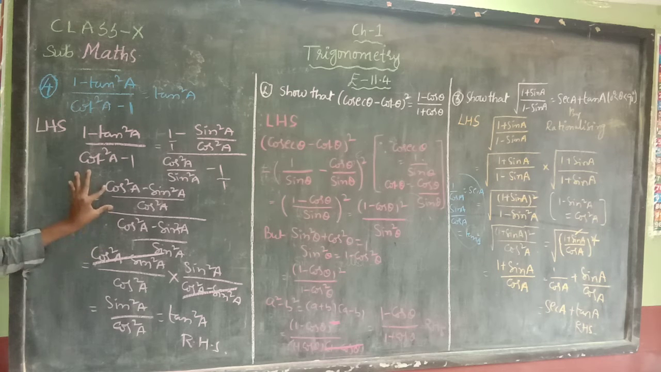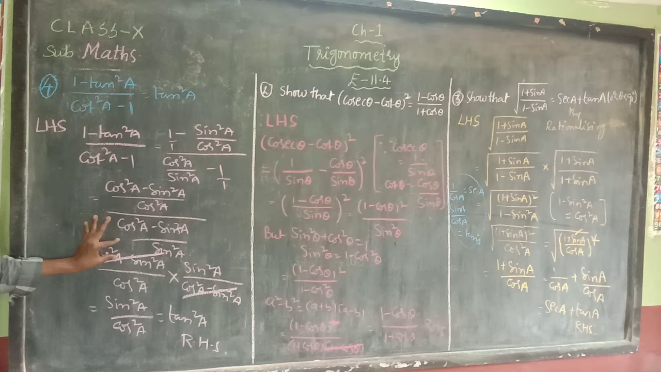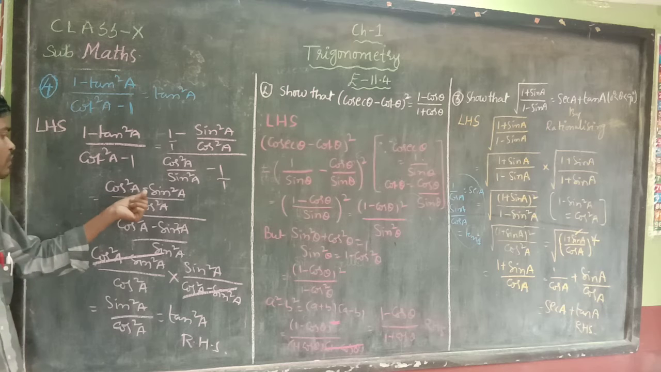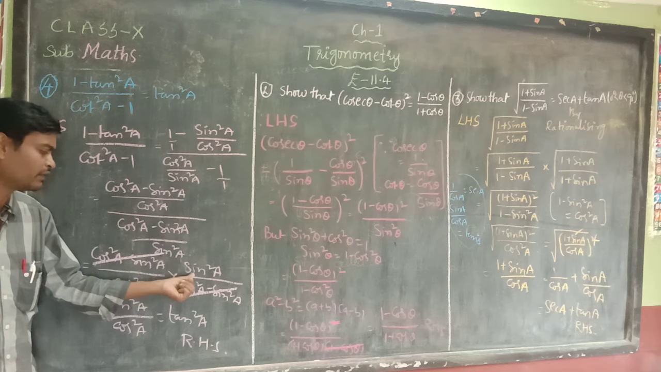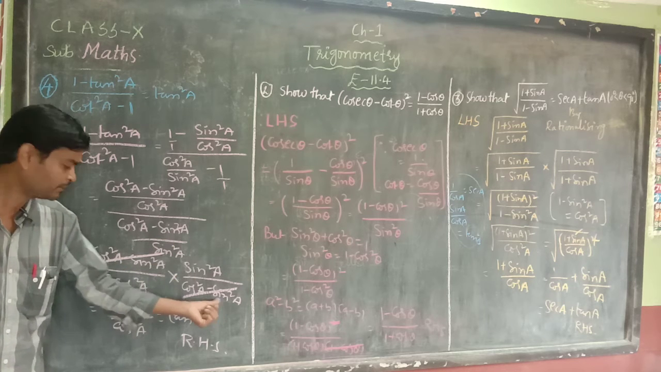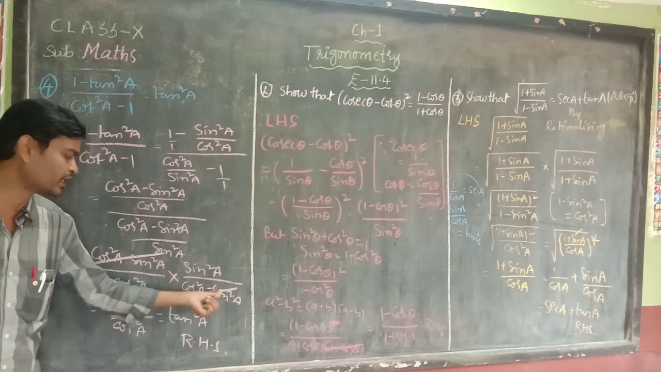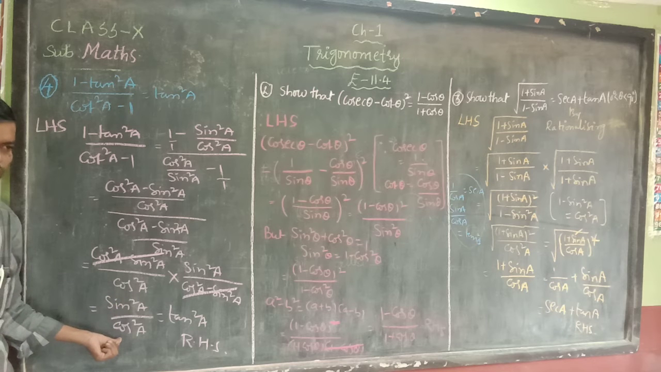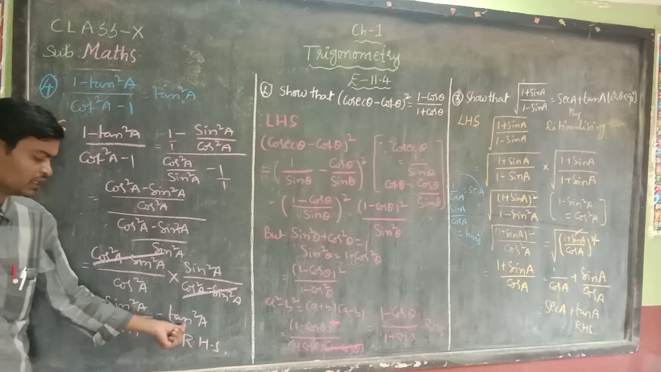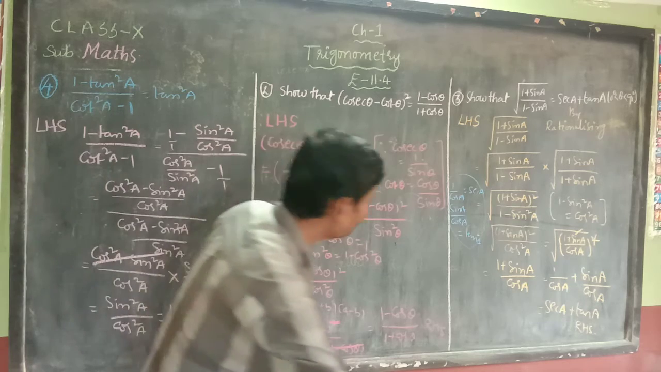In the numerator also we have a fraction, in the denominator also we have a fraction. So while dividing one fraction by another fraction, we multiply the numerator with the reciprocal of the denominator. So cos square a minus sin square a by cos square a, into the reciprocal, sin square a by cos square a minus sin square a. So cos square a minus sin square a and cos square a minus sin square a got cancelled. So finally we got sin square a by cos square a, which is nothing but tan square a, equal to RHS.